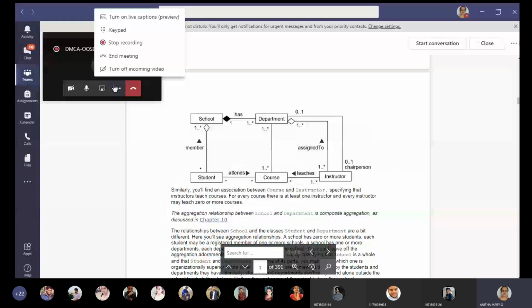Moving on to the second part, common modeling techniques, we learnt about modeling simple dependencies, then modeling simple single inheritance, and modeling structural relationships. Okay, so this is for today.